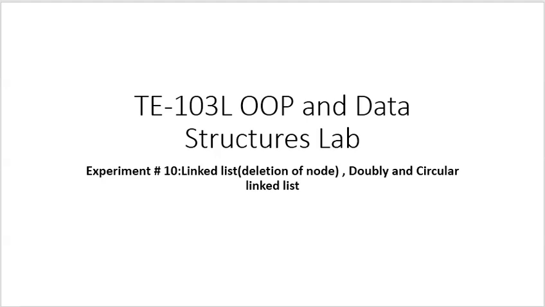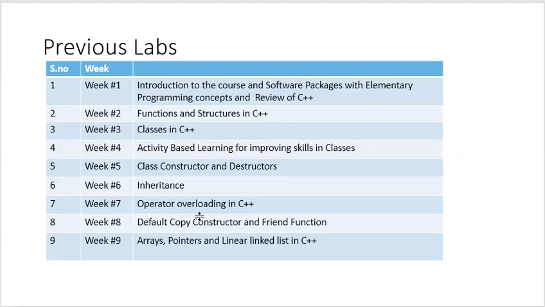For this we will create functions, and then I will also implement the doubly linked list for you in the form of code, as you have done all these things in your theory course. But I will teach you these things through implementation of code. So here are the previous labs which we have done. We have done 9 labs in OOP and data structures, in which 8 labs were on OOP, while from the 9th we started our data structures.